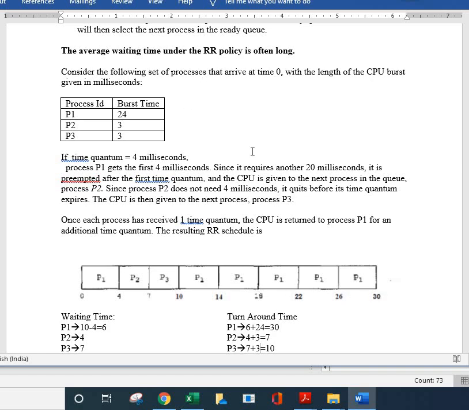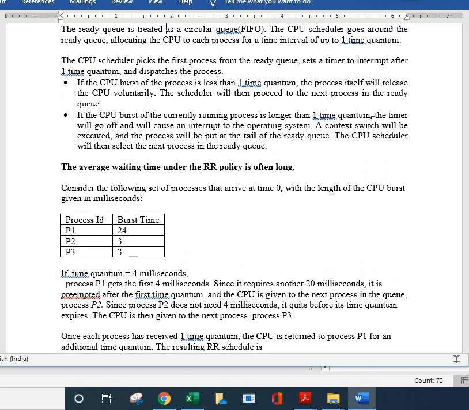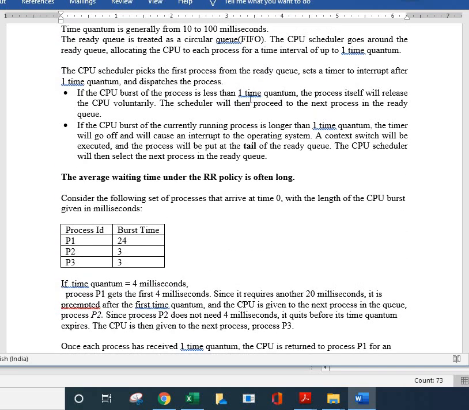So in case of round robin scheduling, if at all the time quantum of the process is less than one time quantum, then the process itself will release the CPU voluntarily, and the scheduler will then proceed to pick the next process from the ready queue.